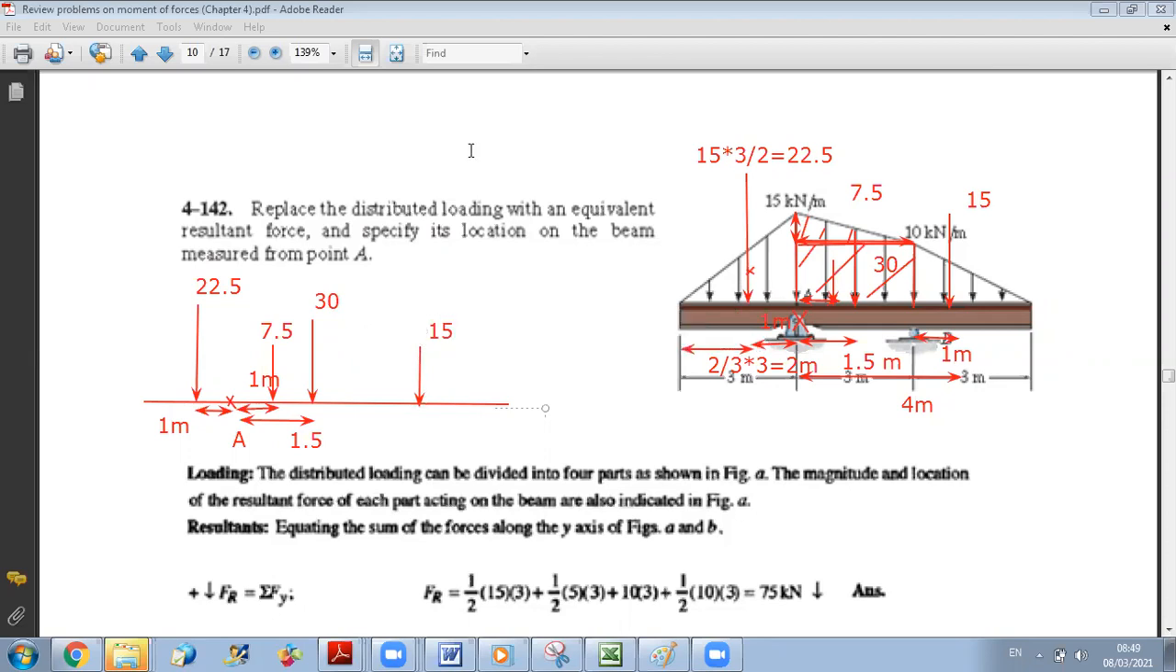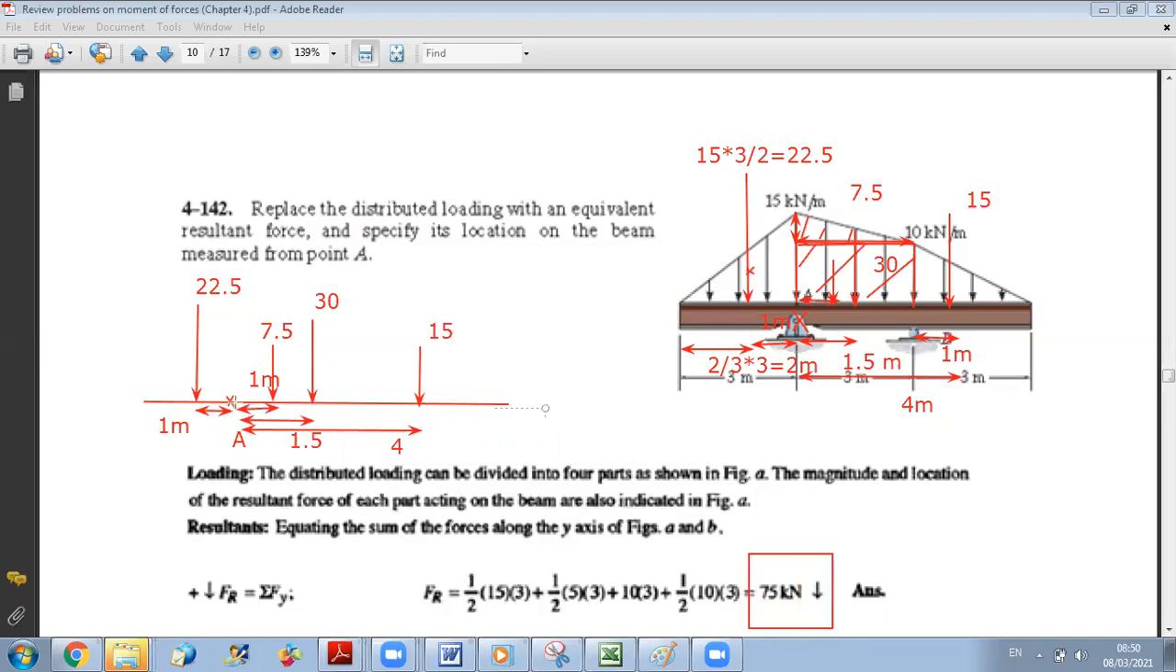Okay, so now it's like the problems we were doing before. We want to reduce to A. So what we do first, we do the summation of forces to get the resultant force, which will be equal, Fr is equal to 22.5 plus 7.5, 30, plus 30, 60, plus 15, 75. So you can get here the same result, which is the resultant force.